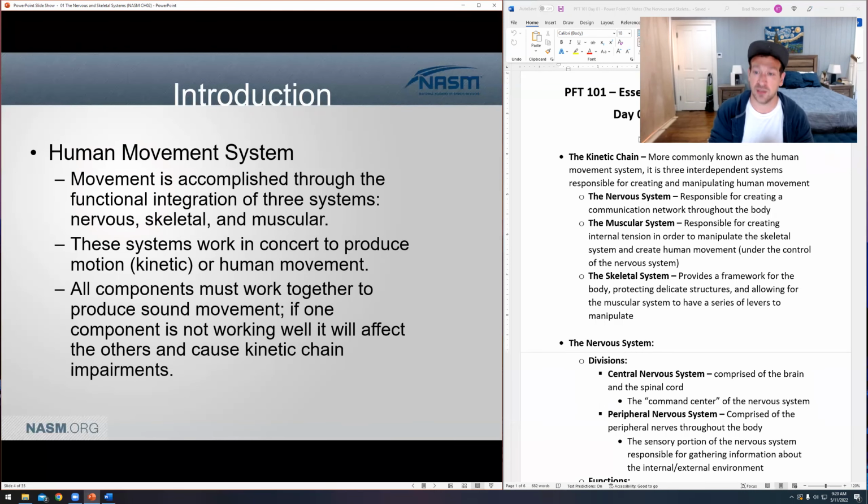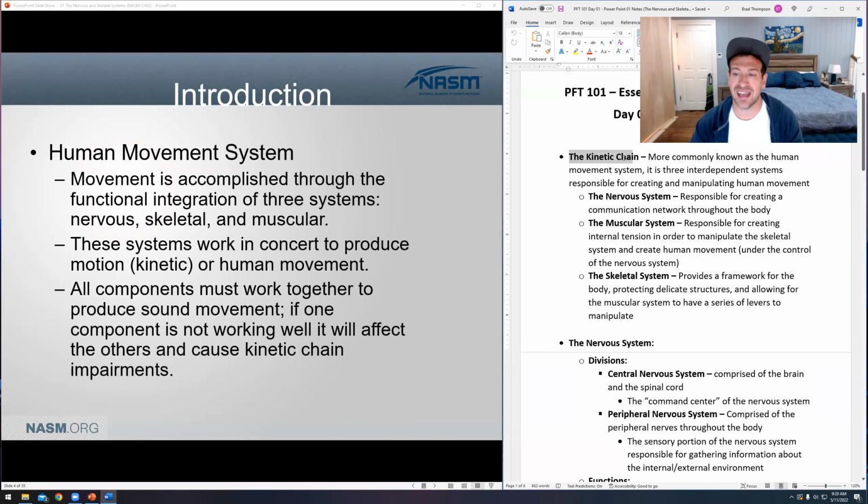The main one that we talk about is the human movement system, which we much more commonly refer to as the kinetic chain, right? We like the term kinetic chain because it kind of paints a picture even in the name. It is three interdependent systems. They're not independent, they all very much rely on one another in order to create and manipulate human movement. You ever hear the phrase, a chain is only as strong as its weakest link? Well, that's very true of the kinetic chain. That's actually why we like to use that term so much.